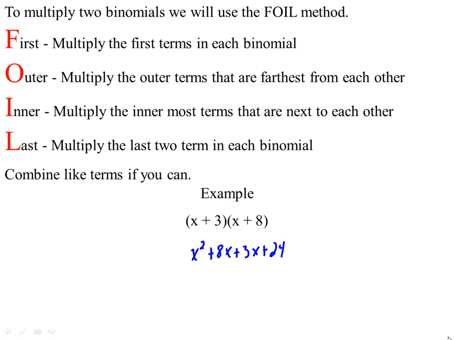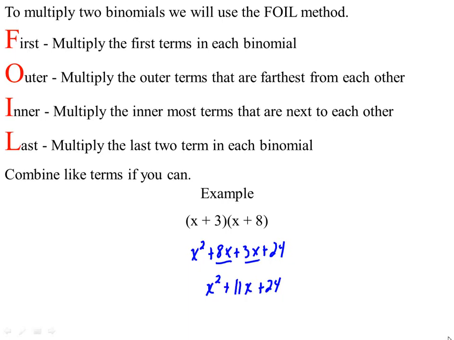But look at these two middle terms. Can you put those together? Why is it not 11x squared? I have two x's there. You're combining like terms. Leave the exponents alone. So what you're going to get is a positive 11x.